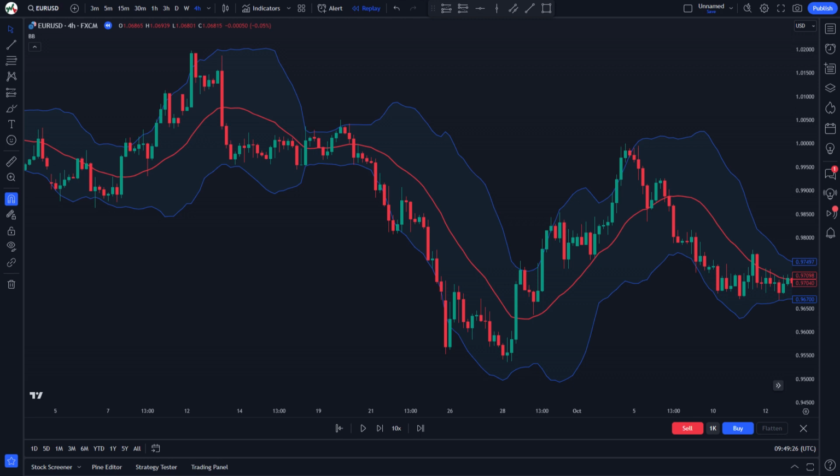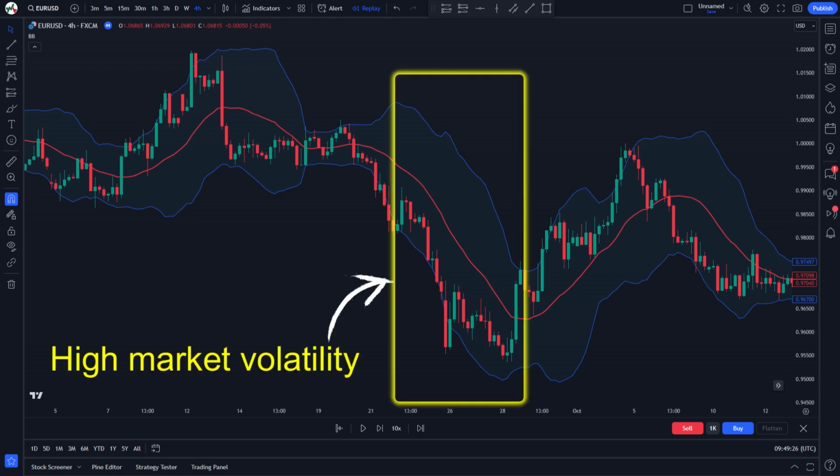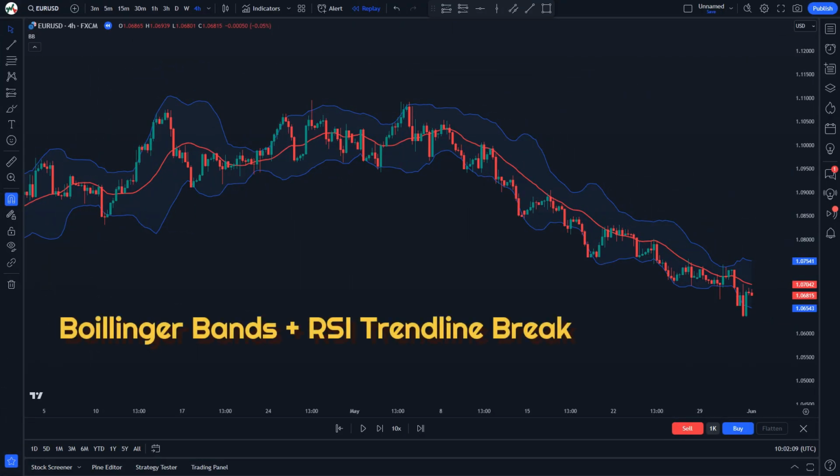Like its function to measure volatility, the higher the market volatility, the two bands will expand. While in low market volatility, both bands will be seen to squeeze the price. At an advanced level, the use of Bollinger Bands is developed with a trading strategy called BB and RSI trendline breaks.